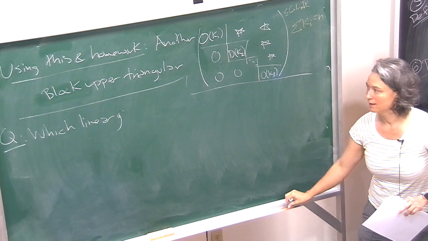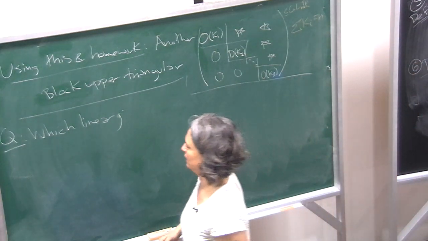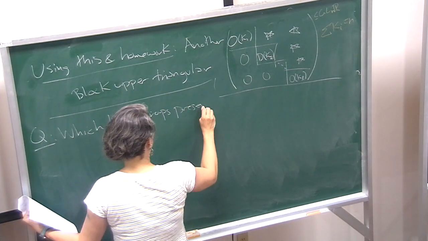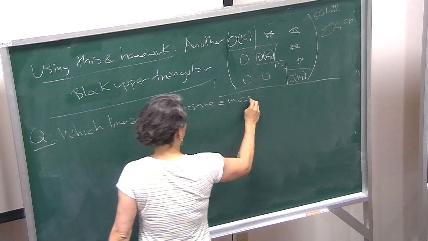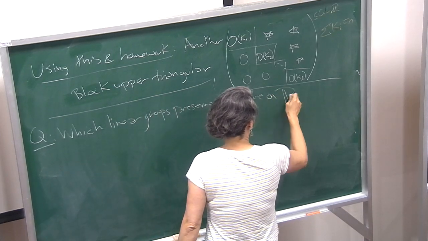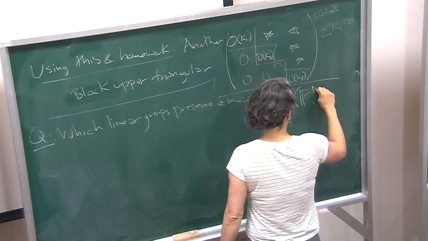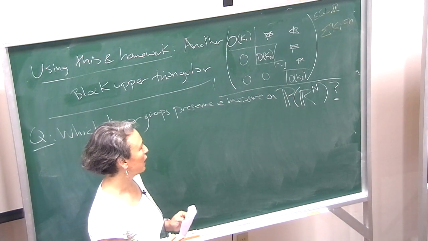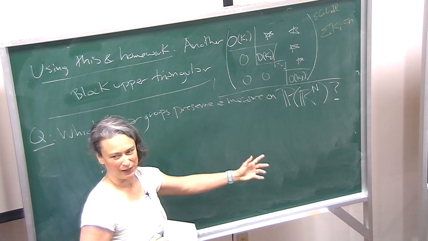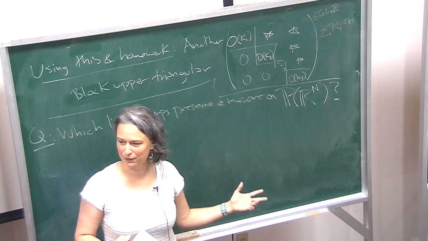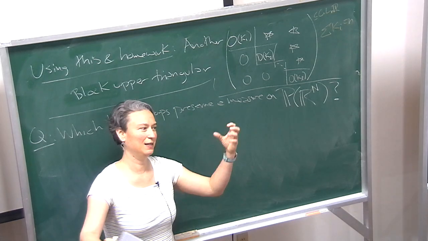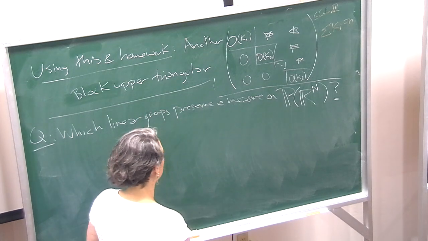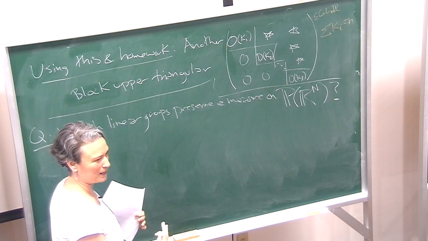Okay, so I'm going to rephrase that question into which linear groups preserve a measure on projective space. Okay, so projective space. You may have seen this before, and if you have seen it before, it's possible you've seen many, many different notations for projective space. I'm going to be sometimes projectivizing vector spaces.